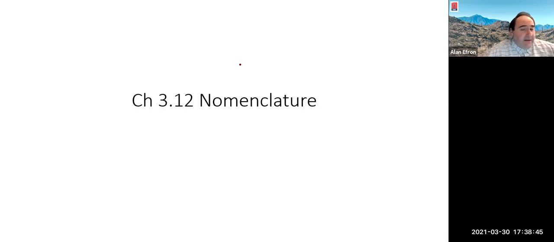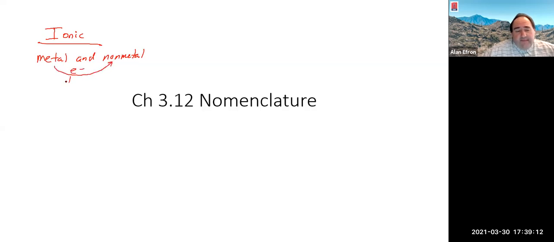We're really going to talk about two types of compounds, the two types that we talked about when we talked about bonding, in the beginning part of this chapter. One is ionic, and a reminder that ionic compounds are usually metals and non-metals together. Like we talked about in bonding, we have a transfer of electrons from the metal to the non-metal.